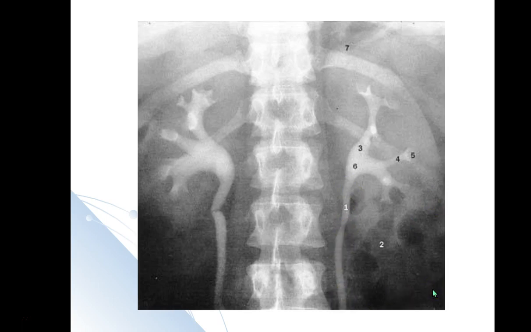So number 1 again is pointing to the left ureter. Number 2 is the lower pole of the left kidney. Number 3 is a major calyx. Number 4 is a minor calyx. Number 5 is a renal pyramid. Number 6 is the left renal pelvis. And then number 7, of course, is the upper pole of the left kidney.